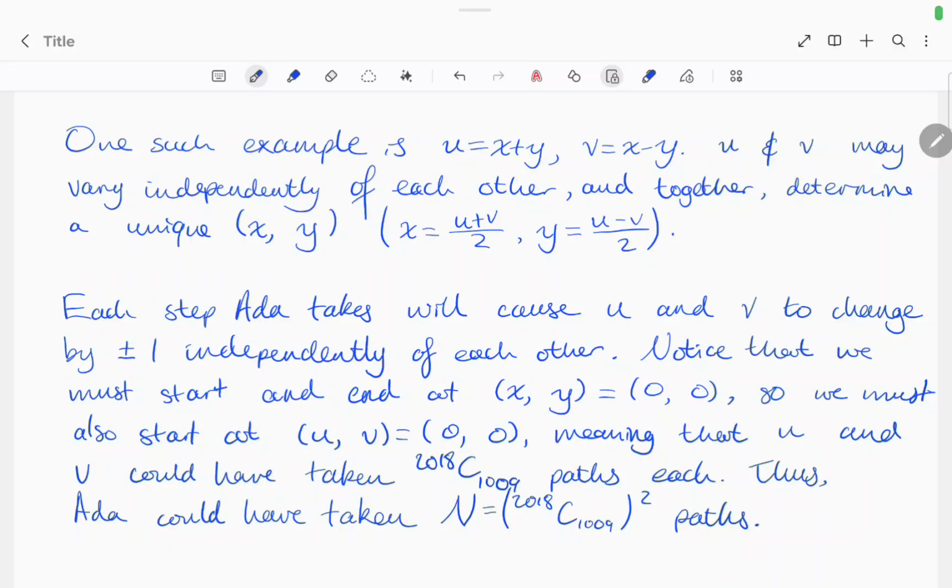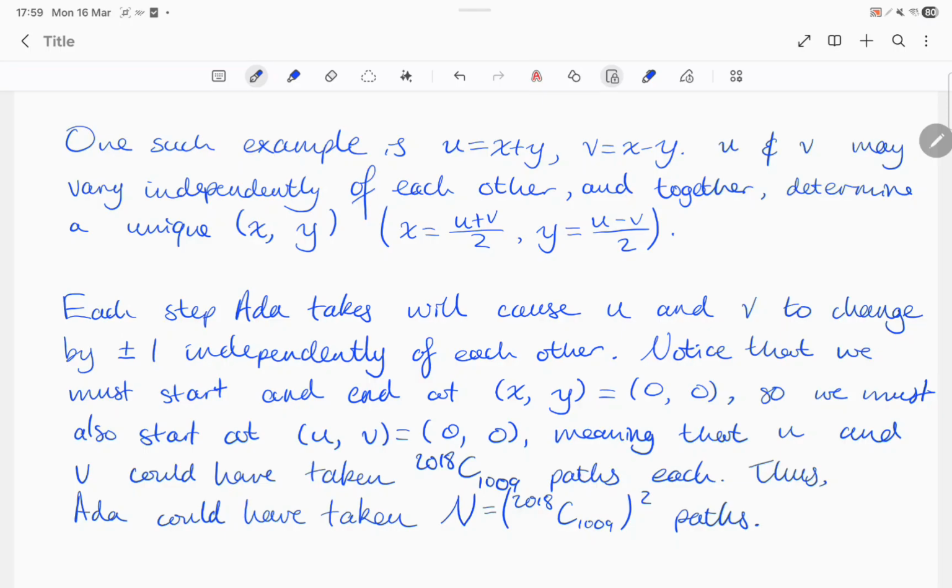One such example is to use the metrics u is equal to x plus y and v is equal to x minus y. u and v may vary independently of each other, and together they can determine a unique x and y, where x is equal to (u plus v) over 2 and y is equal to (u minus v) over 2. Each step Ada takes will cause u and v to change by plus or minus 1 independently of each other.